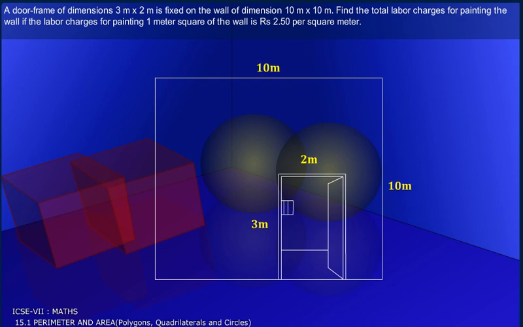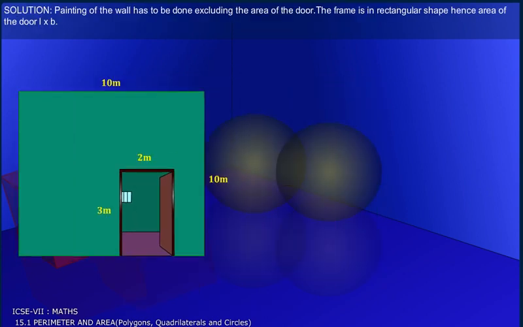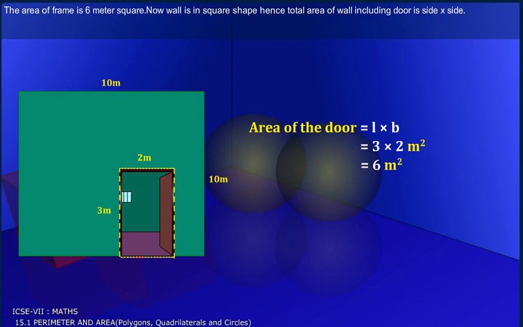A door frame of dimensions 3 meter into 2 meter is fixed on the wall of dimension 10 meter into 10 meter. Find the total labor charges for painting the wall if the labor charges for painting 1 meter square of the wall is rupees 2.50 per square meter. Solution. Painting of the wall has to be done excluding the area of the door. The frame is in rectangular shape, hence area of the door is equal to length into breadth. The area of frame is 6 meters square.